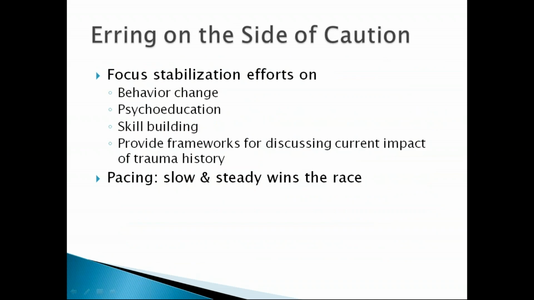Right? We have to make sure that we're working with folks carefully when they're in that very vulnerable state of the beginning processes of therapy. And what the literature supports right now is a focus on behavior change, initial education, skill building, as well as providing a framework for how to talk about the current impacts of trauma history, right? As those of you that work with trauma already know, slow and steady wins the race, right?